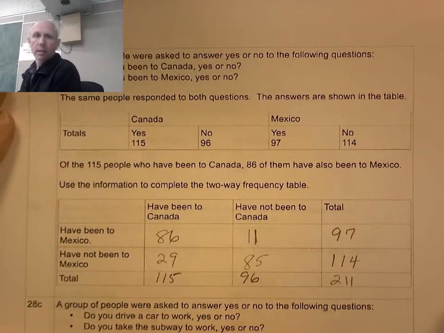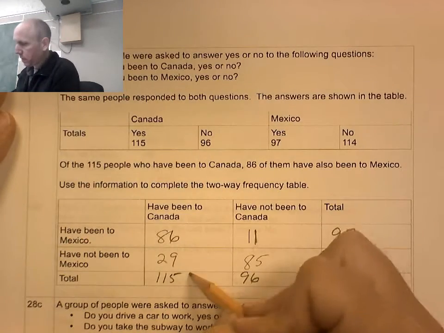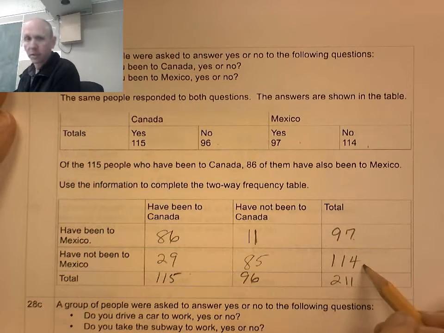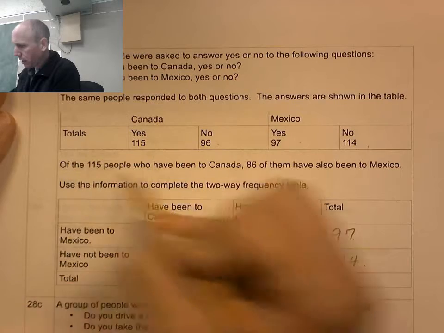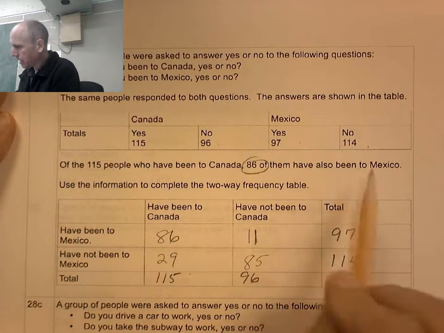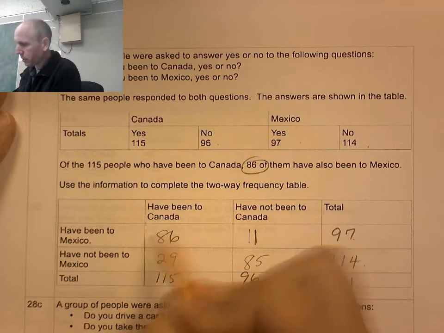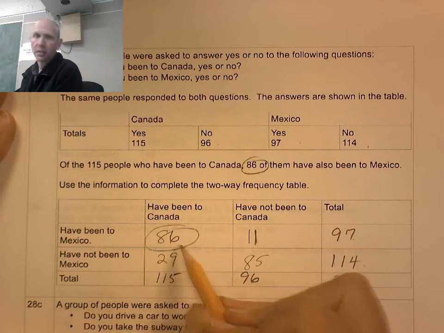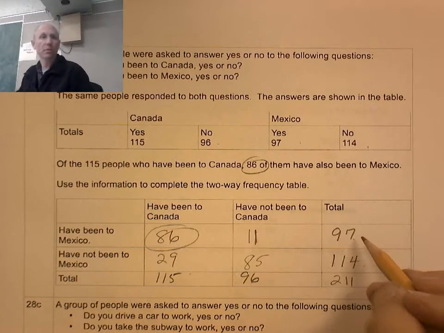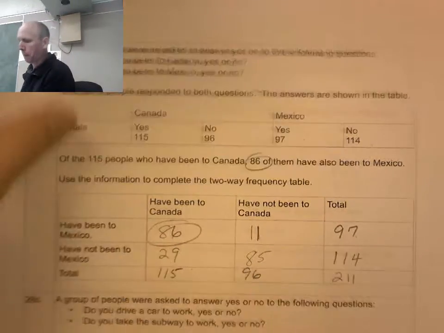28B. Okay. 115 is a total, 96 is a total, 97 is a total, 114 is a total, everything's on there. 86 people, yes Canada, yes Mexico, right there. Once that's on there, you can start adding across. If you're missing a term, do some subtraction to find it.